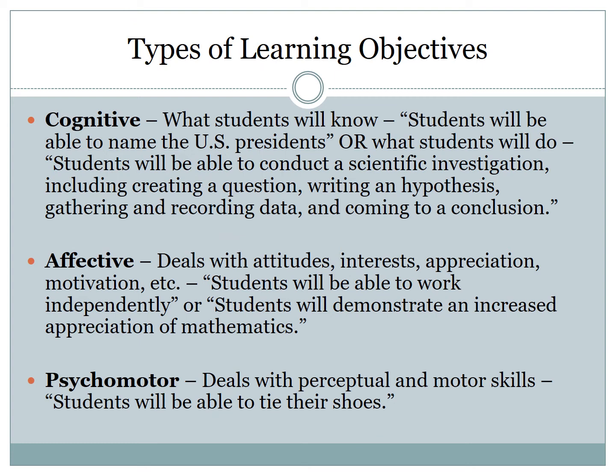Learning objectives are generally divided into three types. One is cognitive, and this is what you want students to know. This is the knowledge. So students will be able to name the US presidents, or what you want them to do. Students will be able to conduct a scientific investigation, including creating a question, writing a hypothesis, gathering and recording data, and coming to a conclusion. Most of our learning objectives in education that we deal with are in fact cognitive.